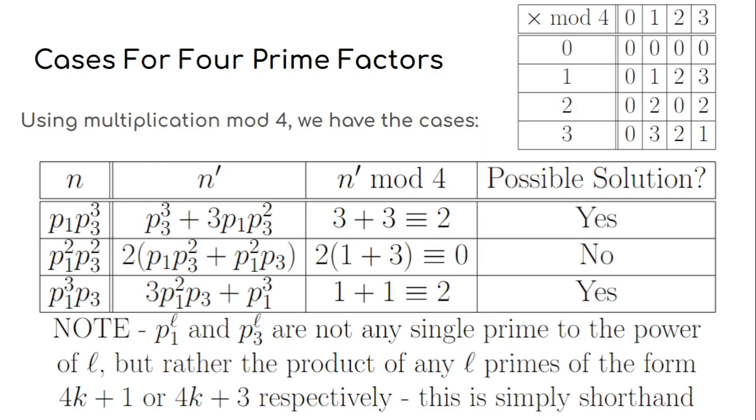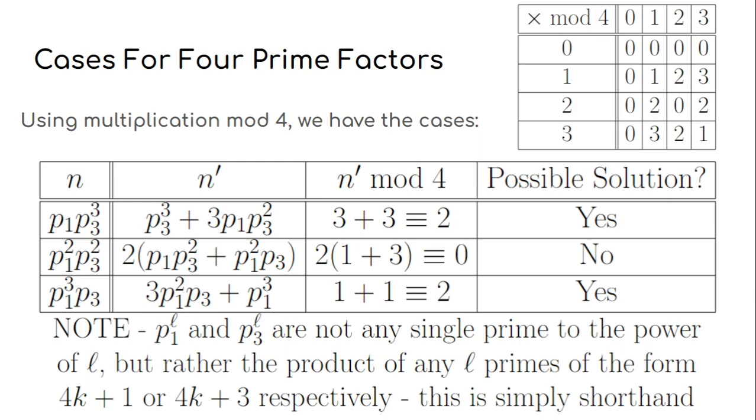Now for the sake of brevity, I'm only going to cover one of the rows in the second table, because they all work out fairly similarly. The first row considers all numbers n of the form p1 times p3 cubed. What that means is n with 4 prime factors, one of which is of the form 4k plus 1, and 3 of which are of the form 4k plus 3. Note here that p3 cubed is not the same prime of the form 4k plus 3 cubed, it's any 3 primes of the form 4k plus 3.